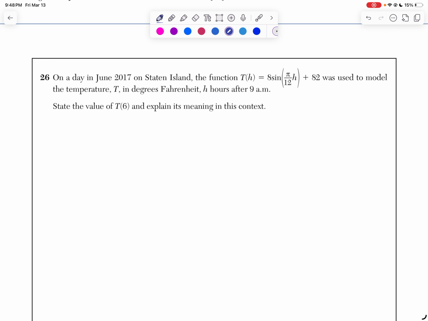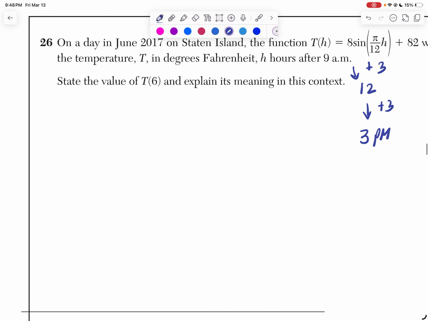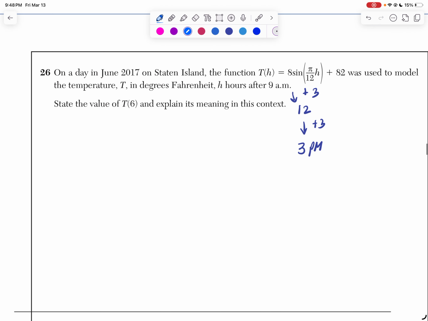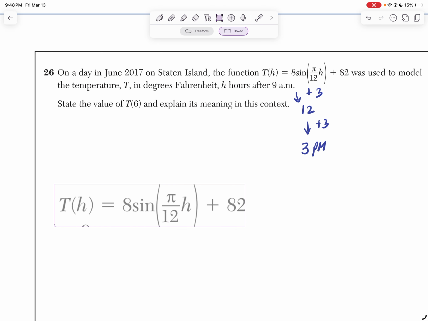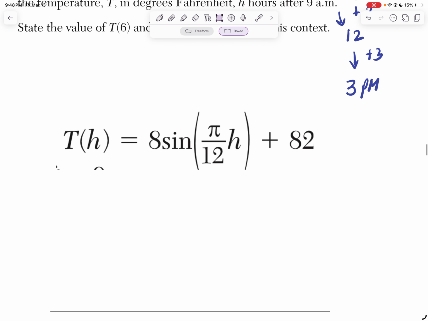So the first thing I'm going to do is figure out what 6 hours after 9 o'clock is. So 3 hours would be 12, and then another 3 would be 3 p.m. So basically, when I plug in 6, I'm going to find out what the temperature is at 3 p.m. So let's plug in 6 to our equation. So we know our equation is right here. So I'm going to plug in 6.